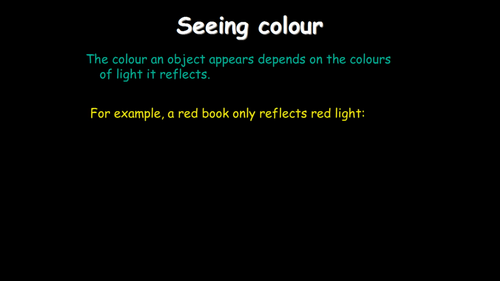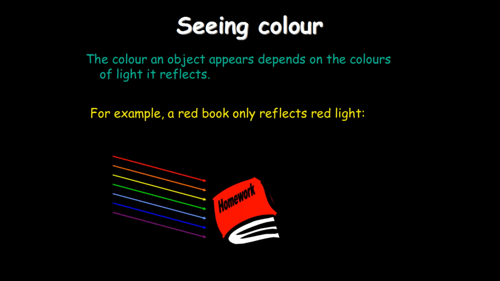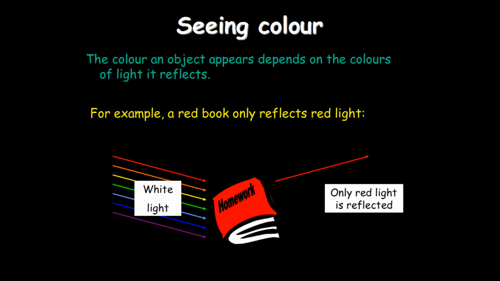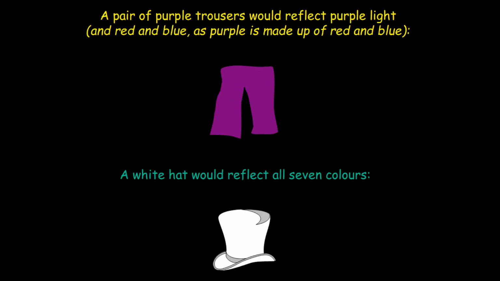For example, a red book only reflects red light. There is a red book, and white light is striking it. White light means all 7 colors are striking here, but the book will reflect only the red color, and the rest of the 6 colors will get absorbed by the book. So the book appears to be red. Only red light is reflected. It is the inherent property of the paint on the book.